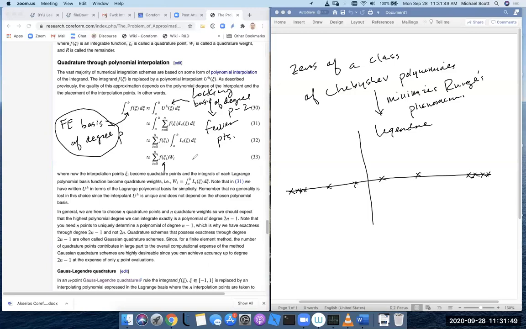So if you have a space that's not quite right for your physical problem, you can actually cast the problem, project the problem into a totally different polynomial space than your finite element basis through the selection of a quadrature rule. That's the punchline.